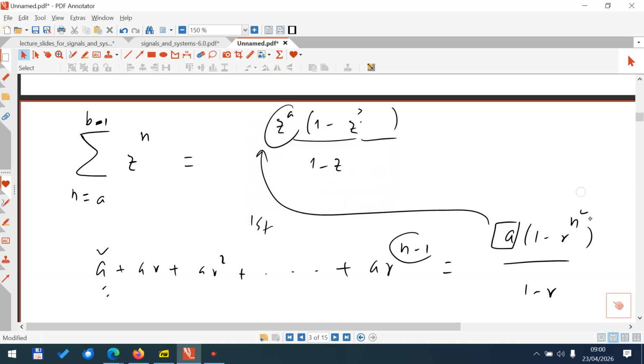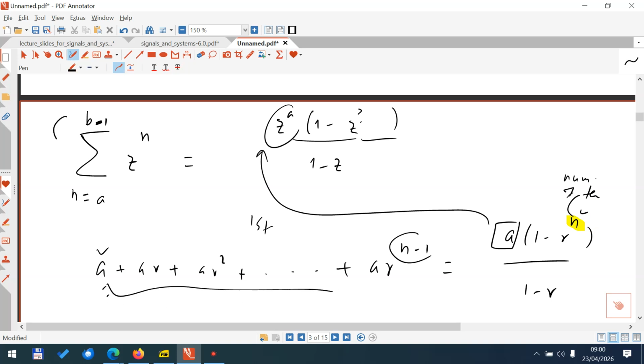Remember, n is the number of terms, right? So that is the importance of giving names. What is the name you can give to this n? Number of terms. You have n terms here. So what is the number of terms in this sum? Tell me.